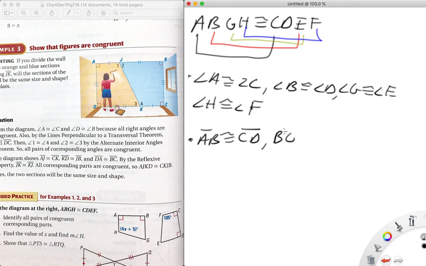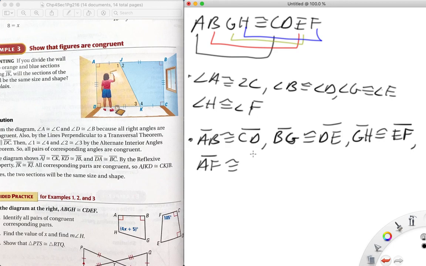BG corresponds to DE. GH corresponds to EF. And then AH corresponds to CF. Alright.